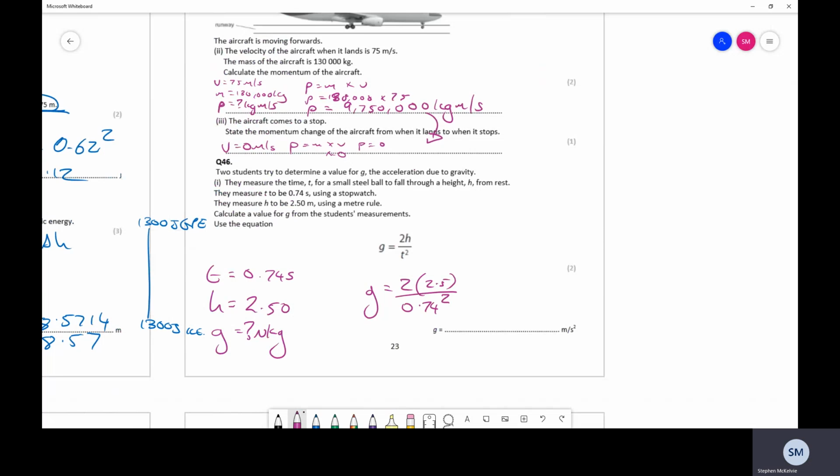Popping that into my calculator, A over B. 2 times 2.5, yes, it does seem like you should just be able to write down 5, but you're showing all your working out, double checking 0.74 squared on the bottom, giving me an answer of 9.13 meters per second squared.